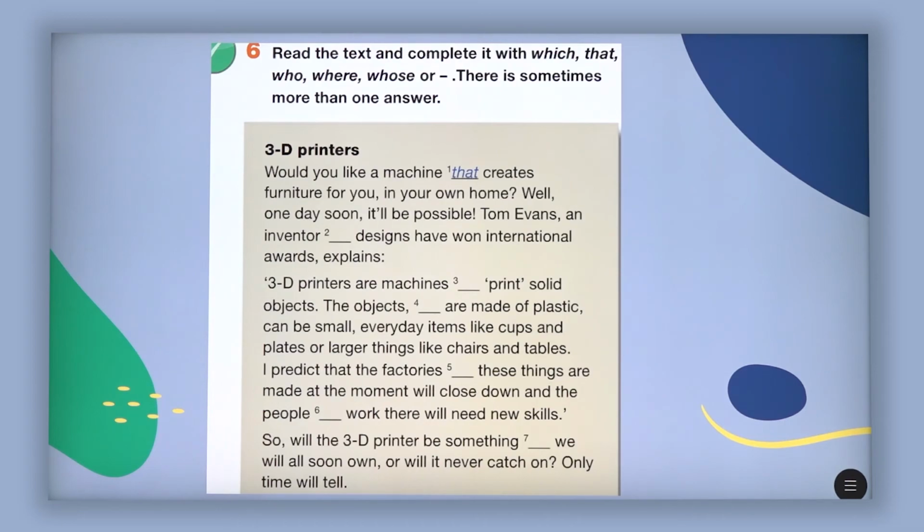I predict that the factories where these things are made at the moment will close down, and the people who work there will need new skills. So, will the 3D printer be something which or that we will all soon own, or will it never catch on? Only time will tell.